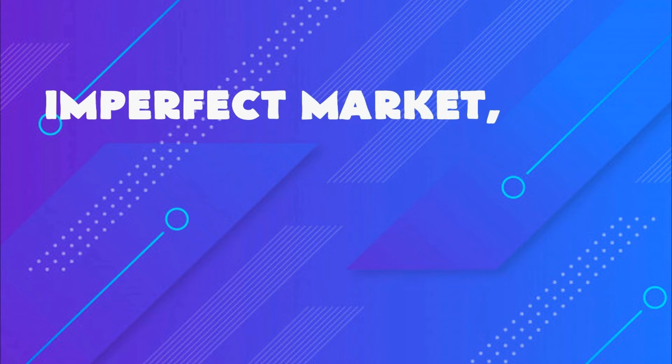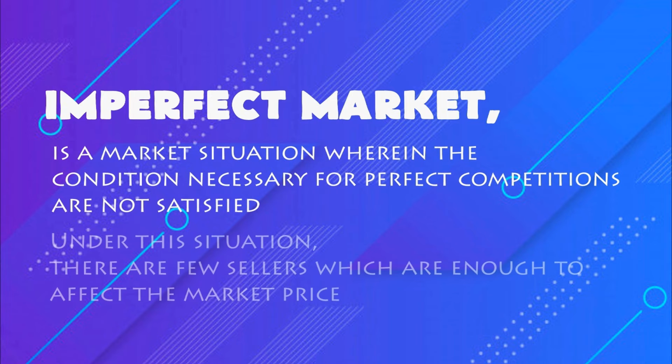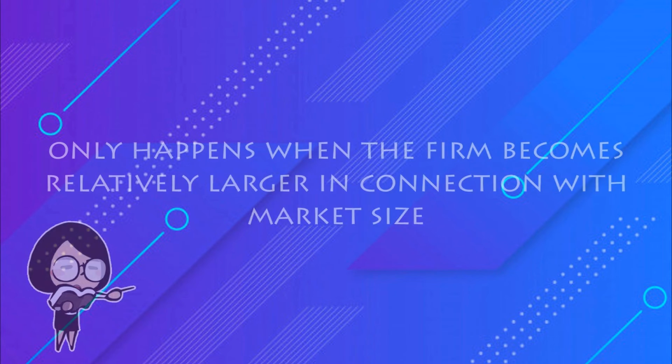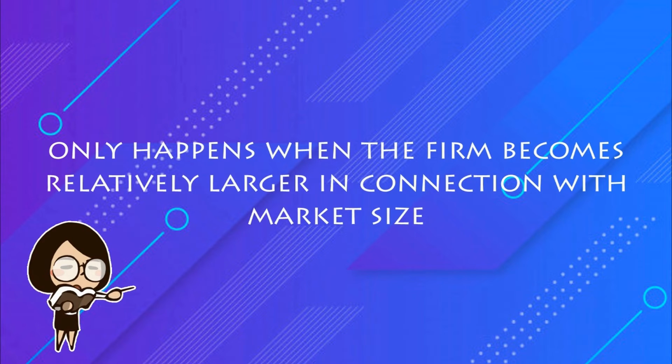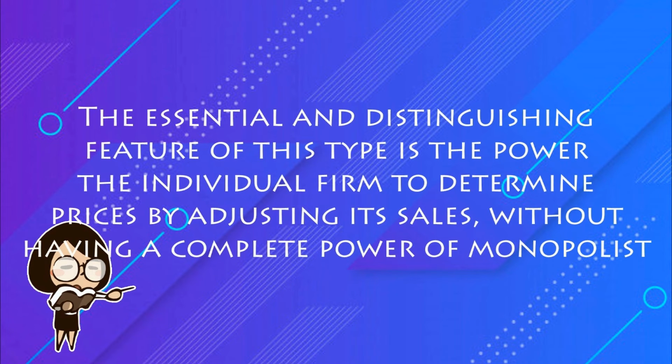An imperfect market, on the other hand, is a market situation wherein the conditions necessary for perfect competition are not satisfied. Under this situation, there are few sellers, enough to affect the market price. Imperfect competition only happens when the firm becomes relatively larger in relation to market size. The essential and distinguishing feature of this type is the power of the individual firm to determine prices by adjusting its sales without having the complete power of a monopolist.